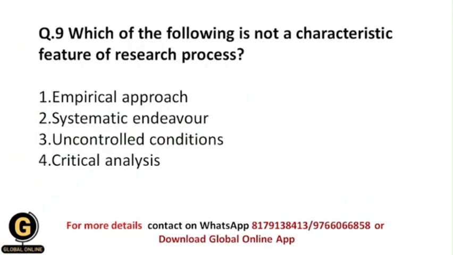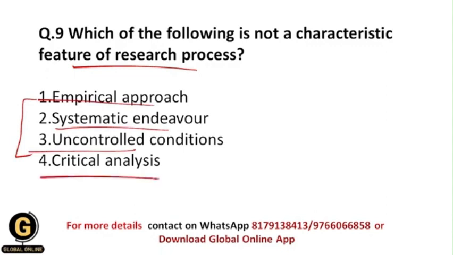Which of the following is not a characteristic feature of research process? So again here you have been given 4 options, and from these 4 options, which is not a characteristic feature of research process? So whether it is empirical approach, systematic endeavor, uncontrolled conditions, critical analysis.